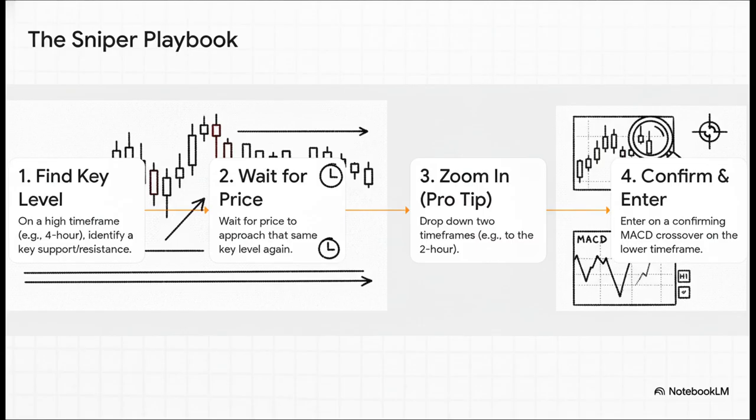First, you start on a higher time frame, maybe the 4-hour chart, and you find a really obvious key level of support or resistance. Then, you just wait. You wait for the price to come back and test that level. And now, here's the pro tip, the secret sauce. You don't wait for the signal on the 4-hour. You drop down 2 time frames, say to the 2-hour. And that's where you look for the confirming MACD crossover to get in.